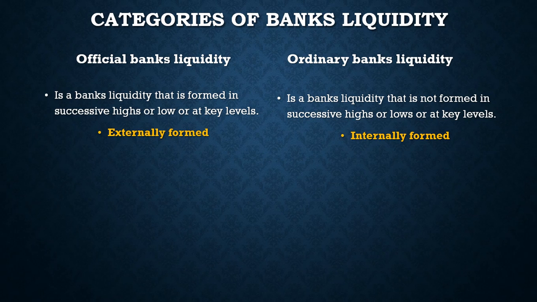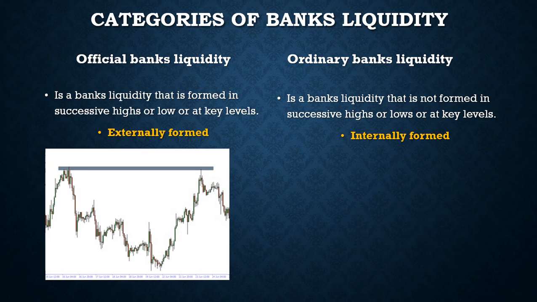But then the big rule here is about what? Externally formed and internally formed. Checking these setups, we can see that this was formed at our successive high, a double retest, successive high. Then our externally formed liquidity is here. This liquidity pool consists of retail stop losses and also retail pending orders of buy stops. That's what we're saying is externally formed.